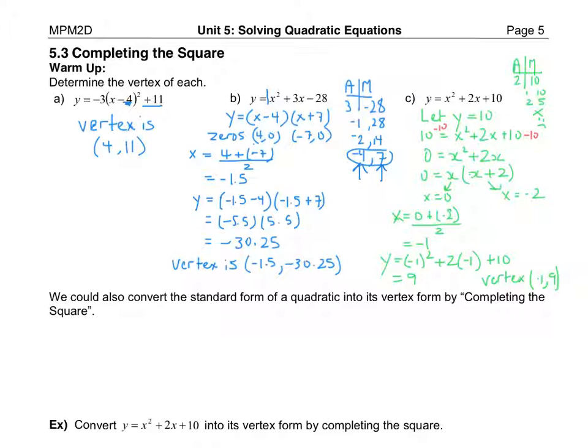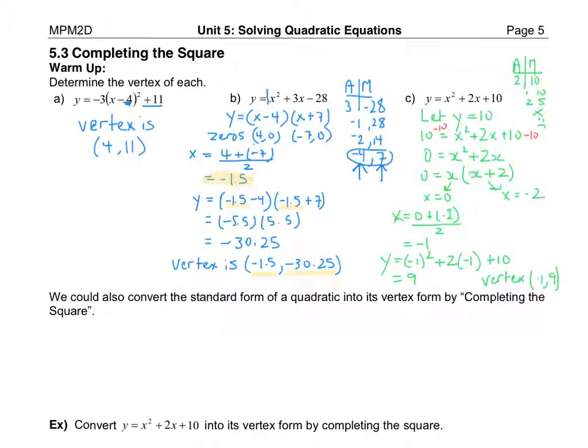And then I took those two values and found the average of those, so added them together and divided by 2 and got negative 1.5. So that negative 1.5 right here is the x-coordinate of my vertex. And then I substituted that value into the factored form to solve for my y-coordinate. So my final answer, my vertex, was (negative 1.5, negative 30.25). And you can always check that on Desmos, which I did this time, and it does work out.